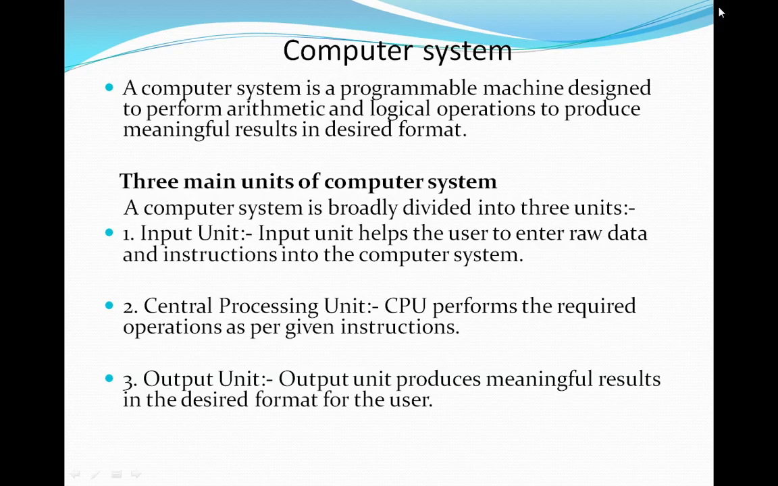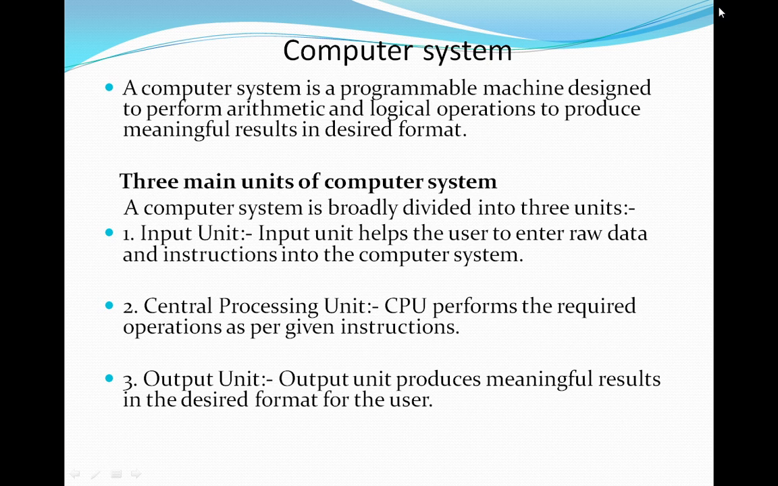So what is a computer system? A computer system is a programmable machine designed to perform arithmetic and logical operations to produce meaningful results in the desired format. It is just like the definition of a computer. A computer system comprises all the hardware attached to the CPU to make a proper running machine in which you can provide some input and get the desired output according to the provided input.